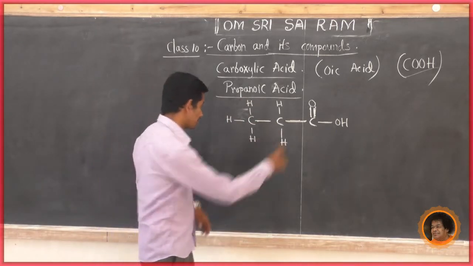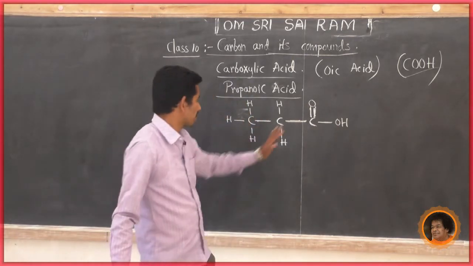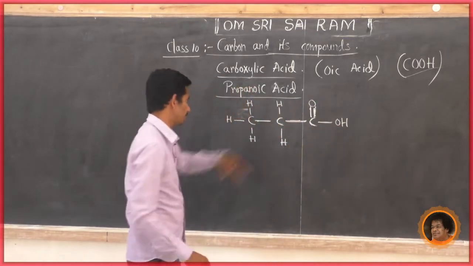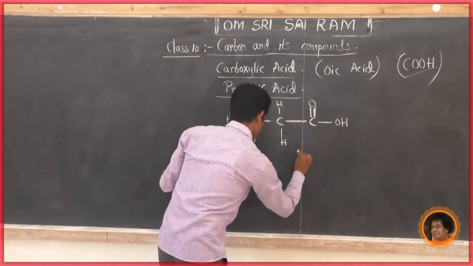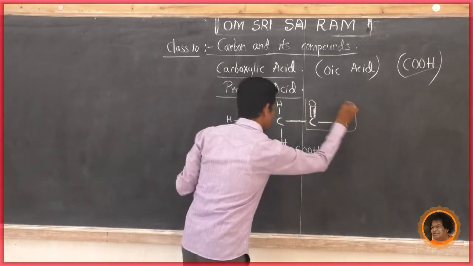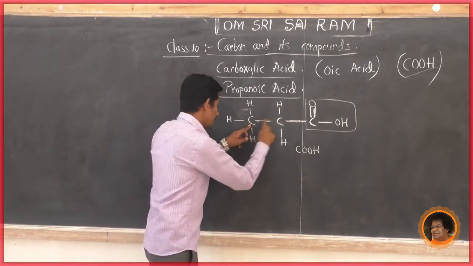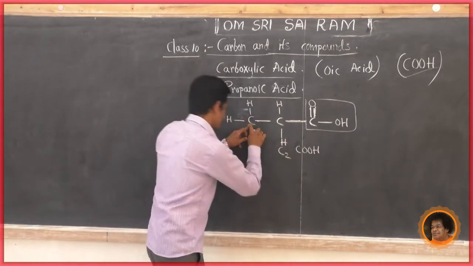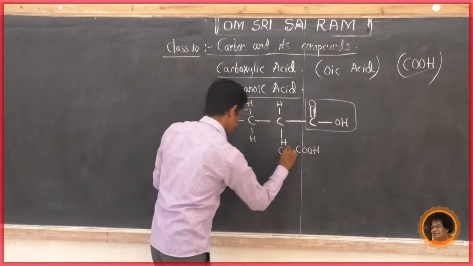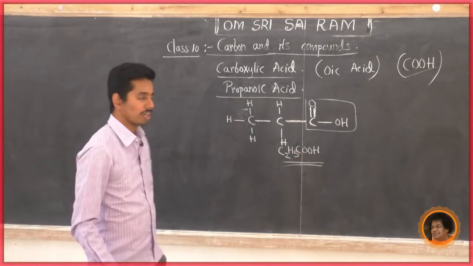What is the condition? In the molecular formula, first write the functional group. Which one is the functional group in this? COOH. So write COOH first. Now this portion is over. How many carbons are present? 1, 2. So C2. Then how many hydrogens? 1, 2, 3, 4, 5. So C2H5COOH is the molecular formula of propanoic acid.